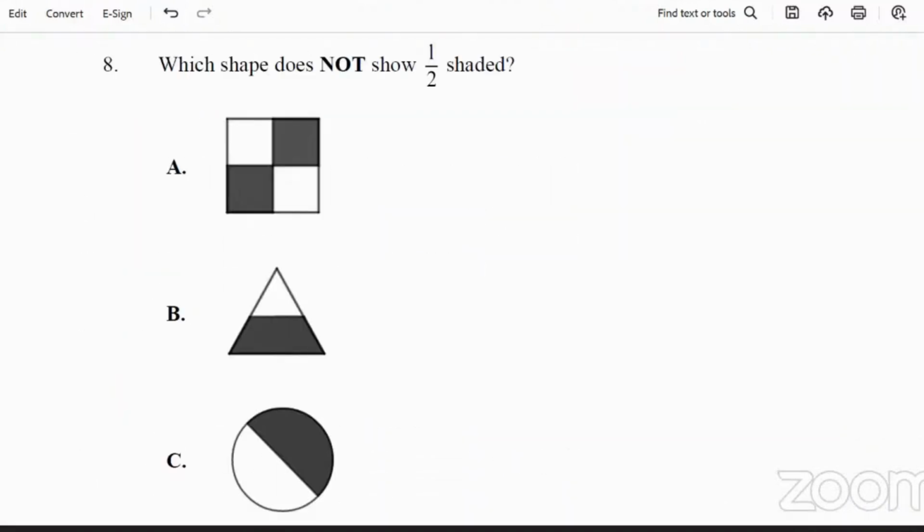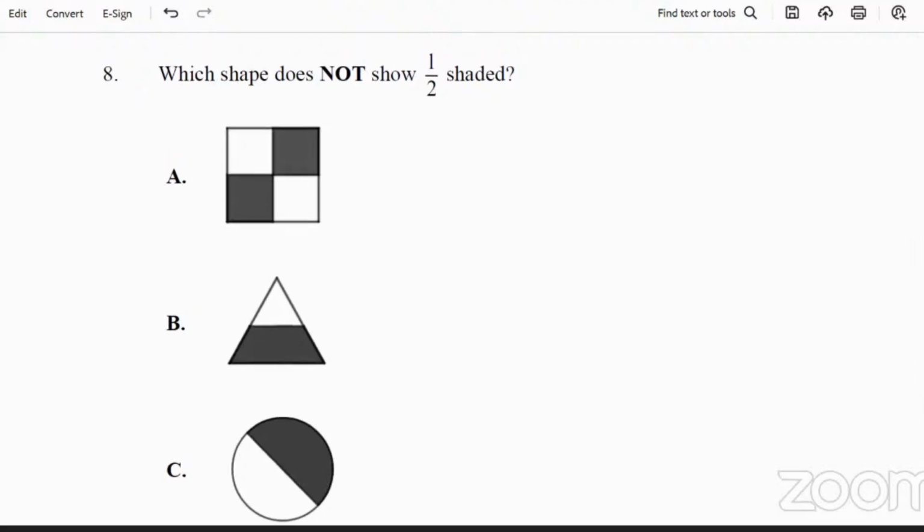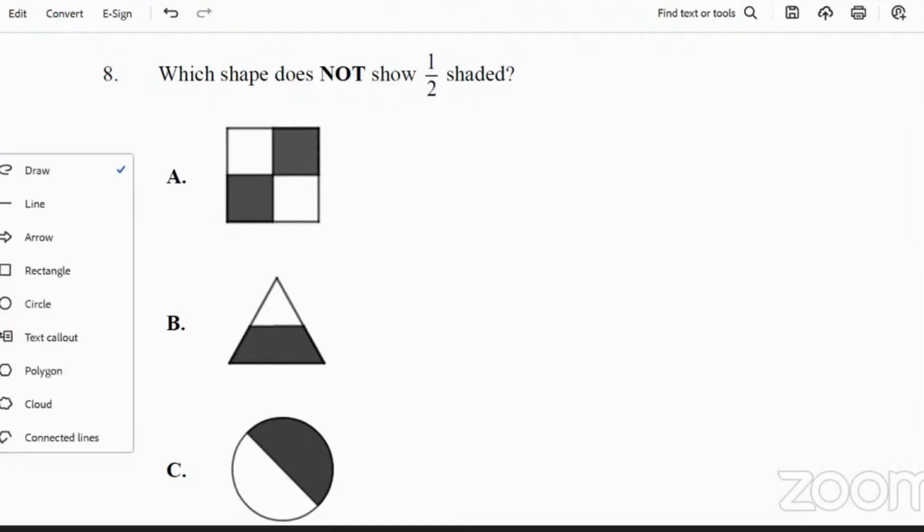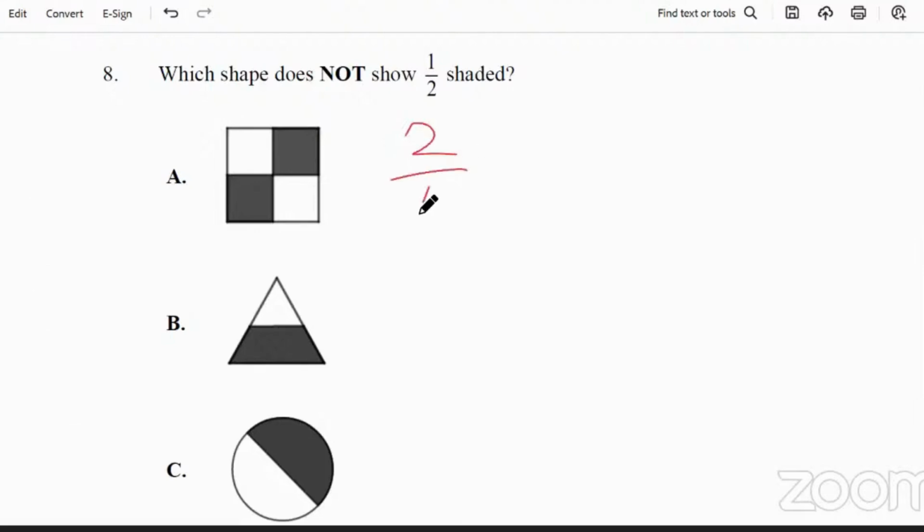Right, question 8. Which shape does not show half shaded? Let's look at the options. Okay, and we have to be careful now when we look at these because we want to represent half. Okay, so in option A, 2 parts have been shaded out of 4. Okay, and all parts look equal to me, so 2 out of 4 parts shaded, that gives us a half. Remember, guys, you have to know about equivalent fractions. All right, so it was 4 equal parts, 2 parts shaded out of 4. That's equal to a half.